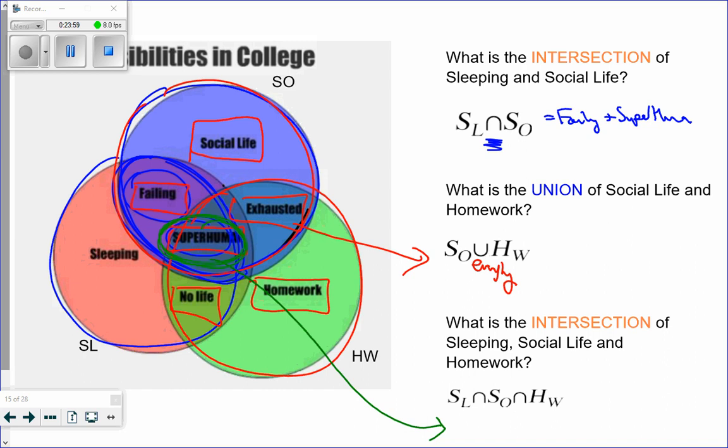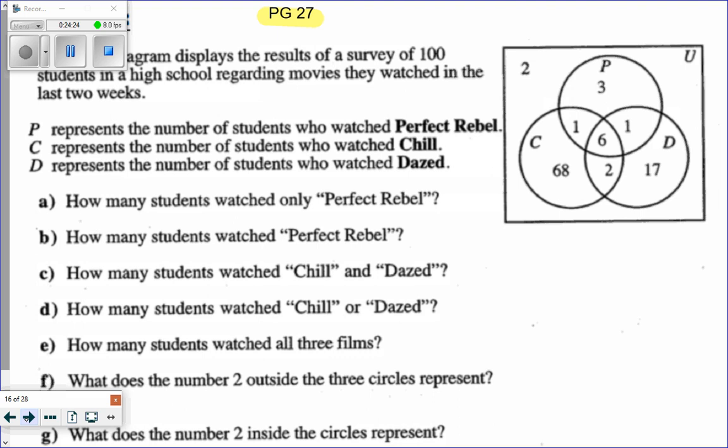Okay. So we just have to be more careful of our words and understanding whether we're on one circle overlap or two circles overlap or three circle overlap. However, just like the two circle Venns, we always start in the center and then we work our way out. Okay. So if we look at a couple examples or just get through this one. So we're on page 27.